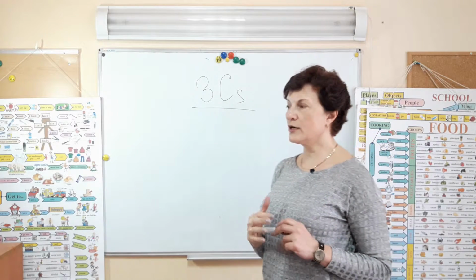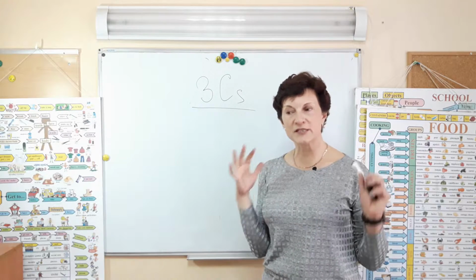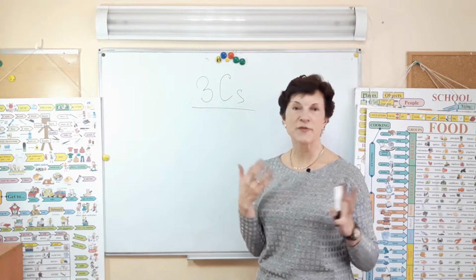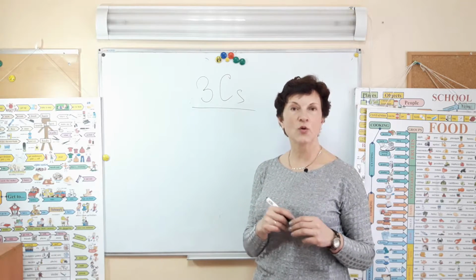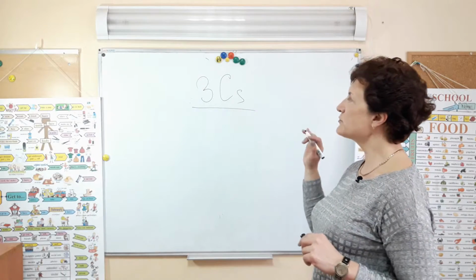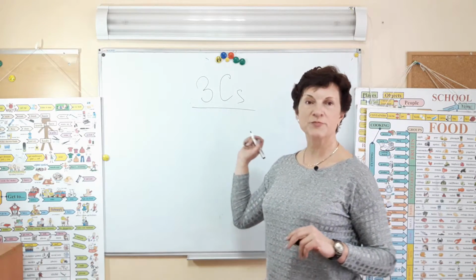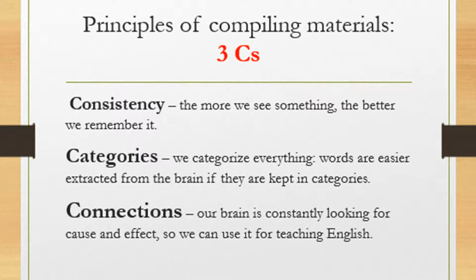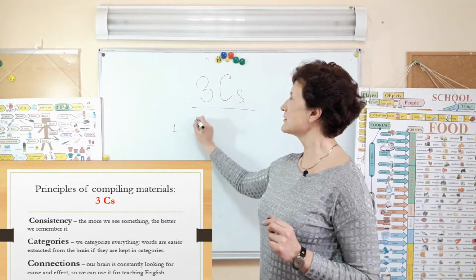So when we talk about the material, we know how the brain works, we know what methods to use, and now we need to talk about the compilation of materials. We have to remember the principle of 3 C's. Number 1 is consistency.